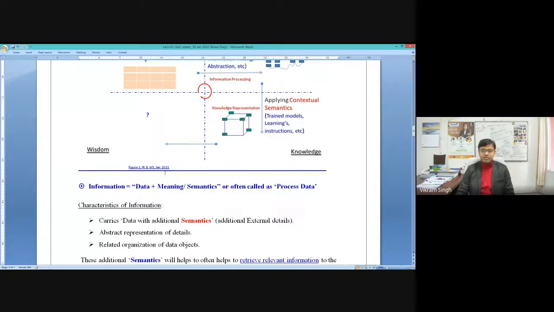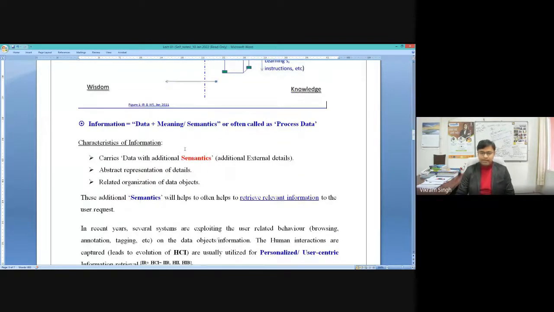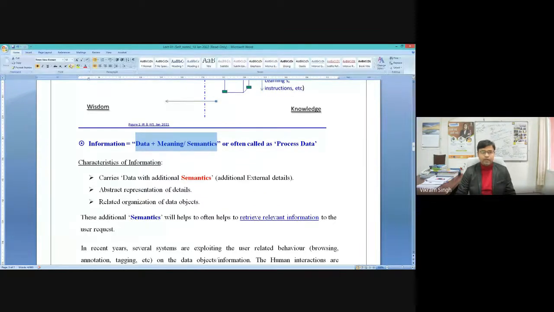So with this, let's proceed. Primarily, we can now say that information is nothing but data along with semantics or meaning, right? And that's why it is called processed data. The most precise definition of information is that it is processed data, right? Because whenever we apply anything onto it, it will make it processed, right?